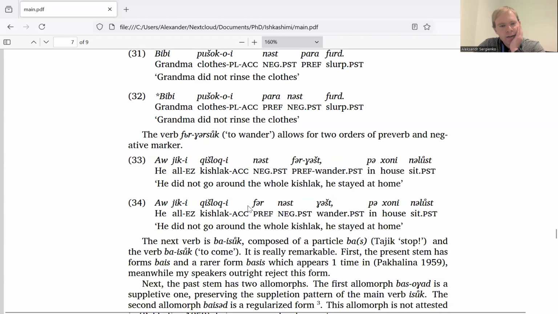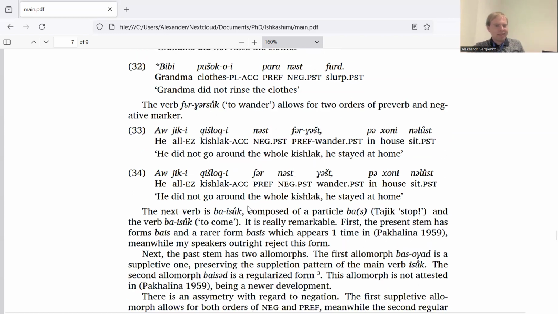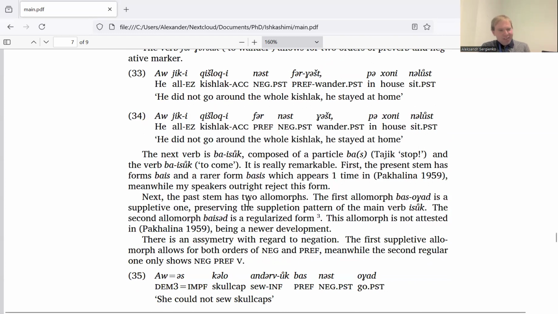There is a verb vergersuk, which means to wander around, to go around the place. It allows for two orders of preverb and negation. Au jike kishloke nist vergest, pechon nelust. So he did not go around the whole kishlak, and you see nist vergest and vernist gest. Yeah. And if you thought it was interesting, get ready for the next one.